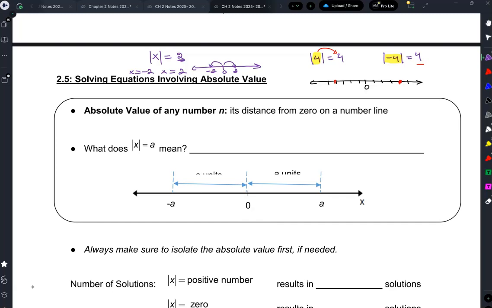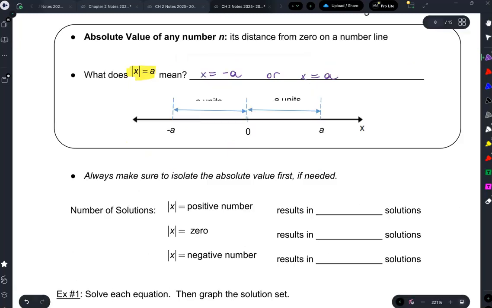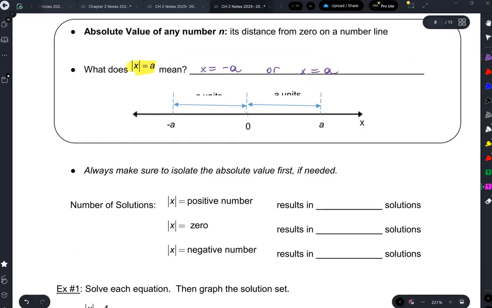Now, if I have absolute value of x equals a, what that means is x equals negative a or x equals positive a. Now, to solve an absolute value equation, you always have to isolate the absolute value first.